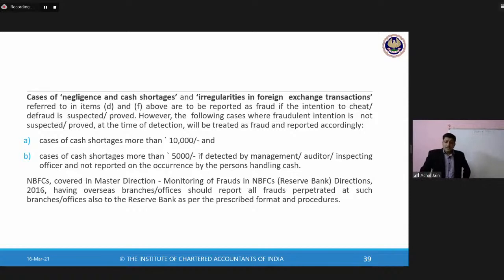Ambika is asking, sir, is there no requirement of materiality? No, of course. Materiality is permissive. That applies everywhere, and in the case of NBFCs also, materiality will be a consideration.